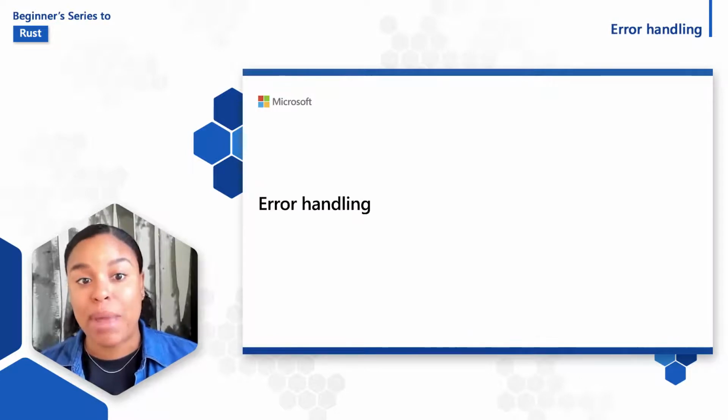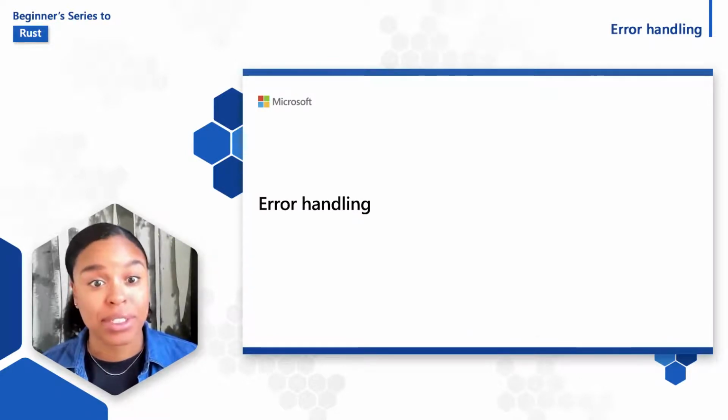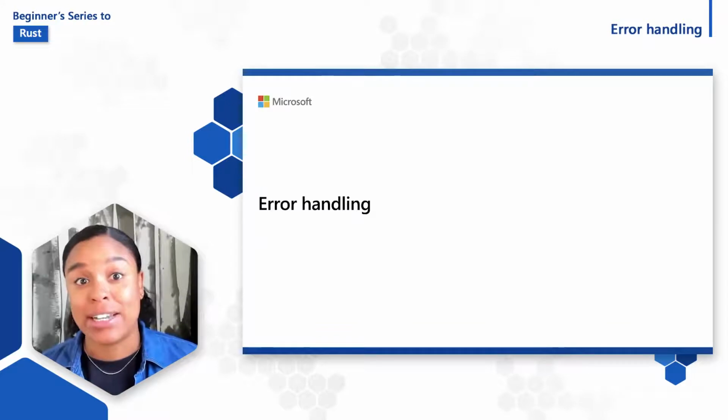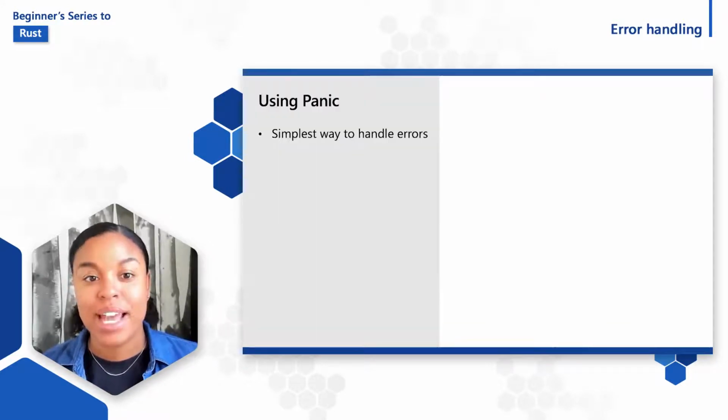We'll focus on using panic to deal with unrecoverable errors, Option for possible non-existent values, and Result for handling other things that might go wrong. Panicking is the simplest way to handle errors in Rust.